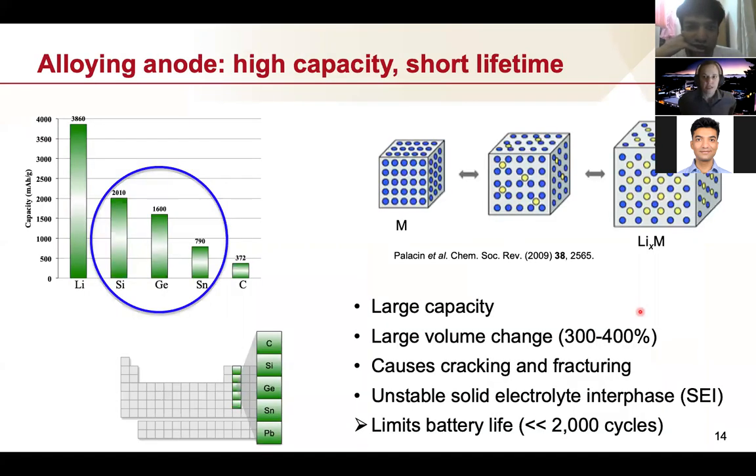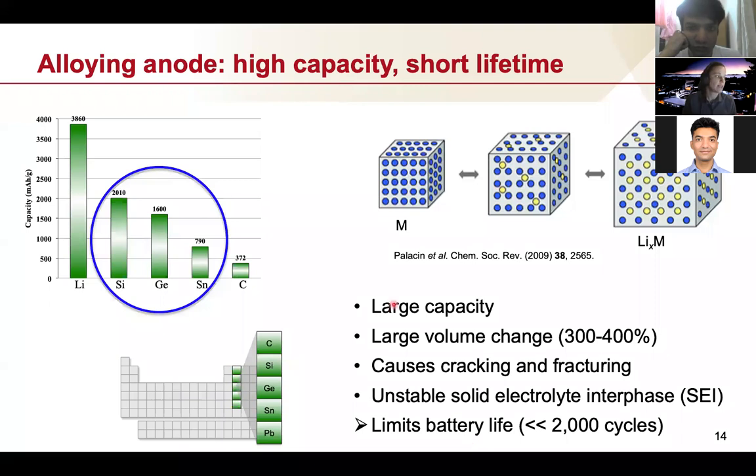Okay, so I promised the first example was going to be germanium. These alloying anodes, they're high capacity, but they have a very short lifetime. And the reason for their short lifetime is to accommodate this large capacity in these metals. As you alloy with lithium ions, the volume changes dramatically. So in silicon, you can get like 300, 400% volume changes. That obviously over time causes cracking, fracturing, an unstable solid electrolyte interface, which can grow continuously and eat into your lithium reservoir, and it severely limits your battery lifetime.